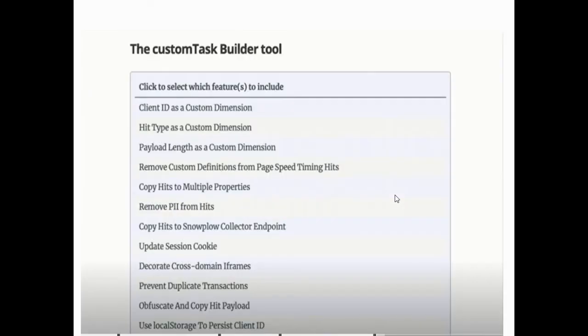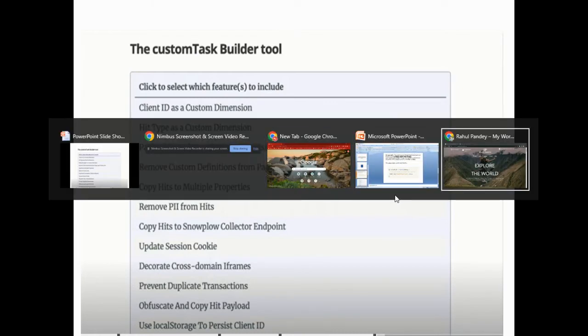These are some of the examples, like the custom task builder tools: click ID as a custom dimension, hit type as a custom dimension, payload change, remove custom definitions, copy hits, and so on. These are the various things we can do with our custom task builder. Okay, so let us see something practically.